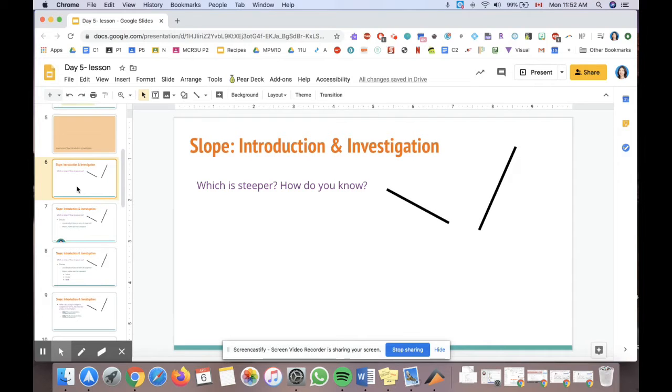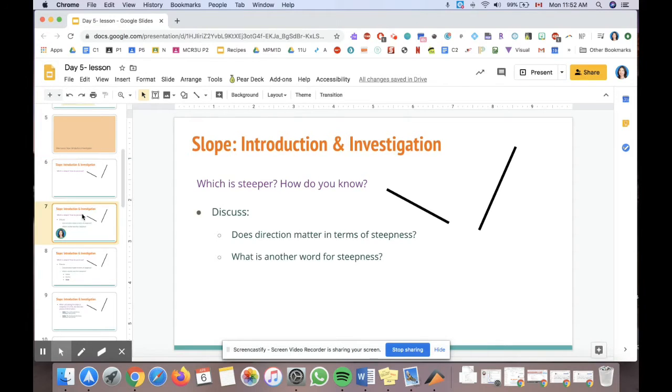It is much harder to go up the hill of the one on the right, whether you're going up or down. Discuss: does direction matter in terms of steepness? What is another word for steepness? So what do you think?